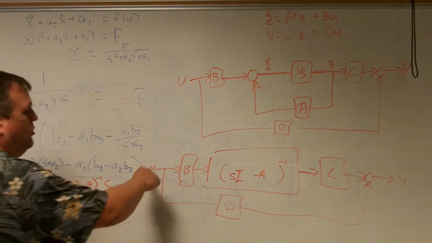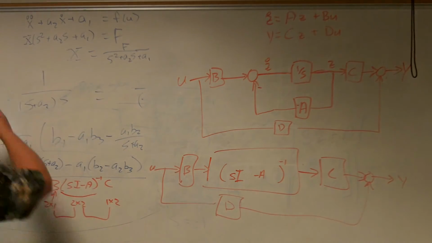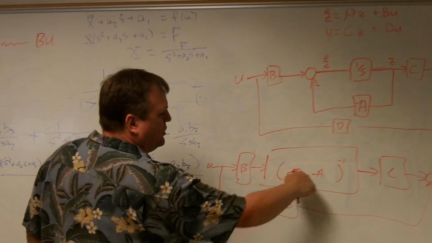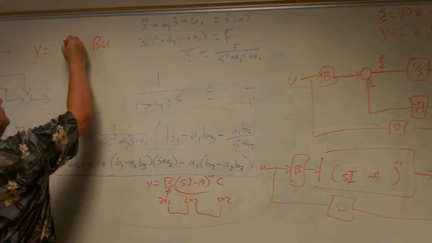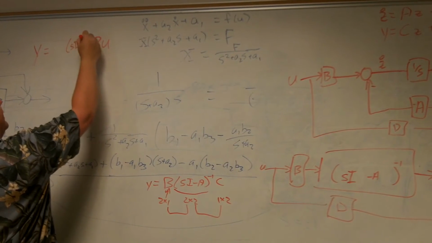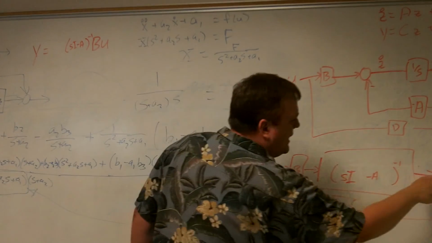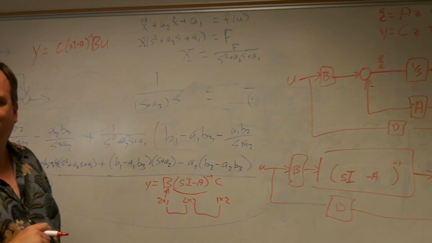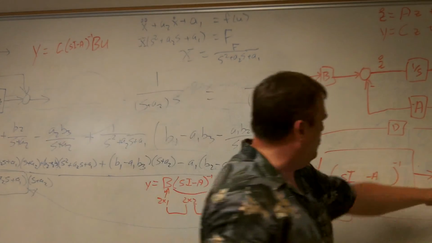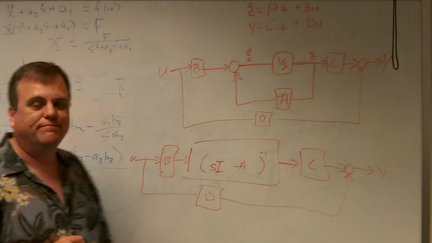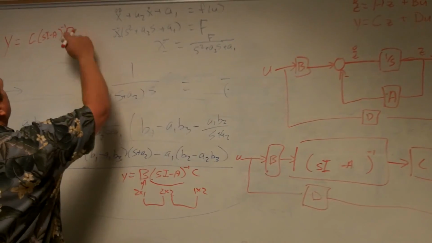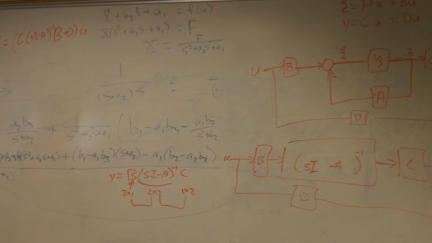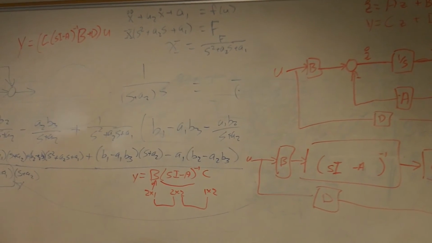So you have to just remember that U goes into the B, and then the output of that goes into SI minus A inverse. That goes into C. And then at the end of that whole thing, we get a plus D. Right. Backwards. Now, let me just note something to you.